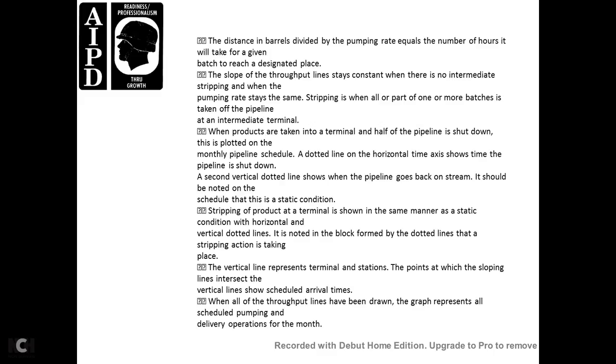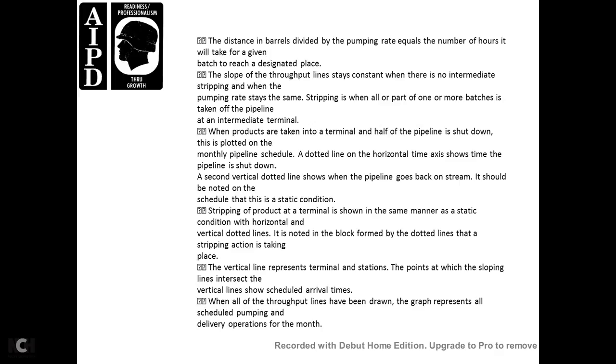When the product is taken into a terminal on the pipeline and the pipeline is shut down, it is plotted in the monthly pipeline schedule. A dotted line on the horizontal time axis shows the time of the shutdown. The second vertical dotted line shows when the pipeline goes back on stream. It should be noted on the schedule that static condition stripping at the terminal is shown in the same manner, with horizontal and vertical dotted lines noted with block form dotted lines showing that stripping action is taking place.